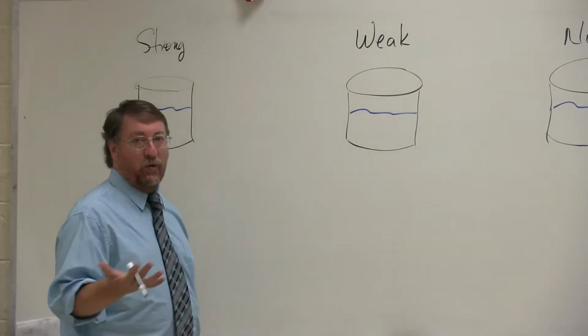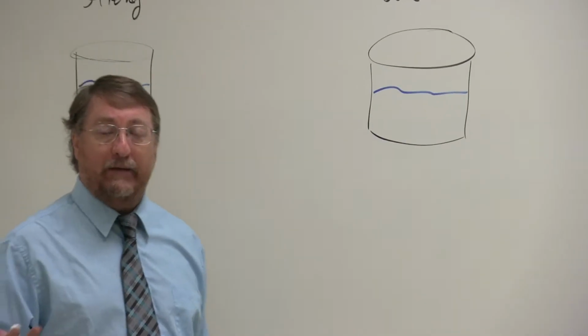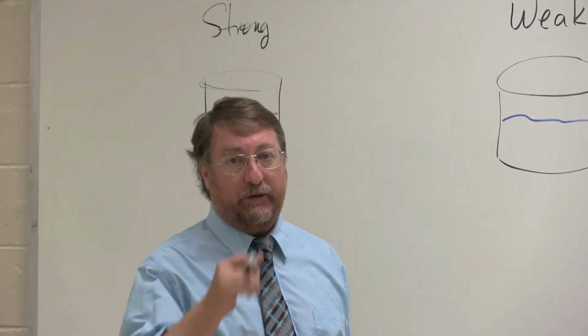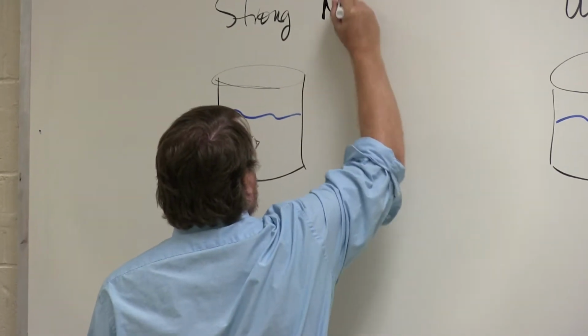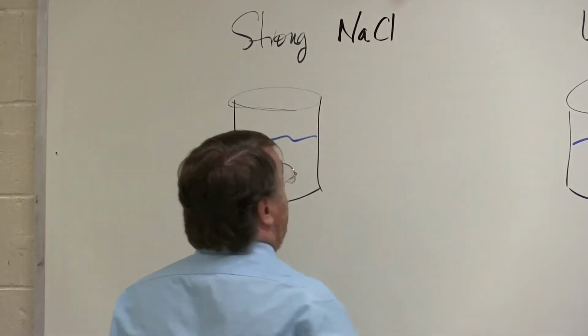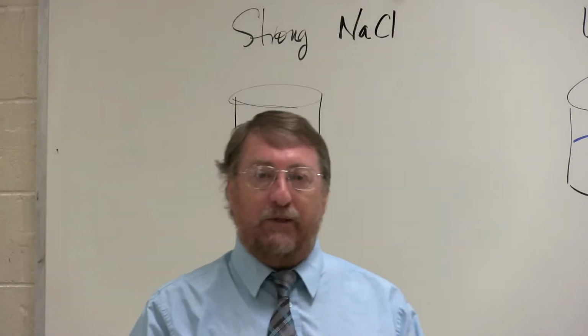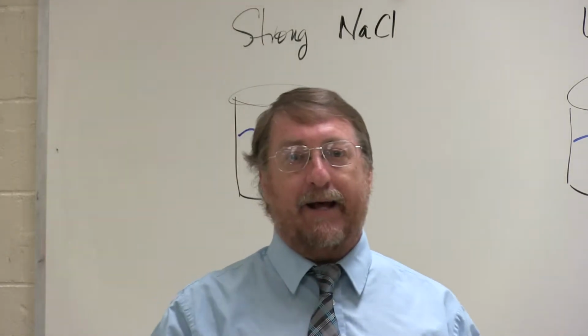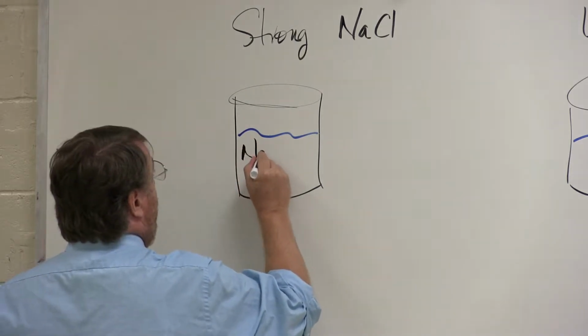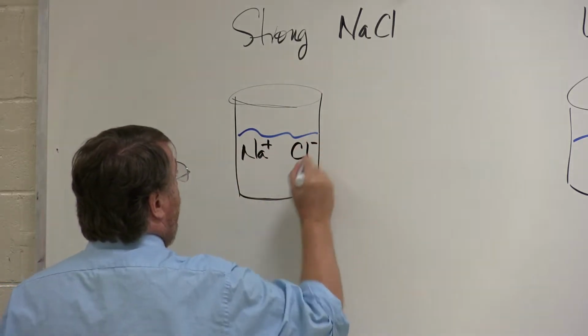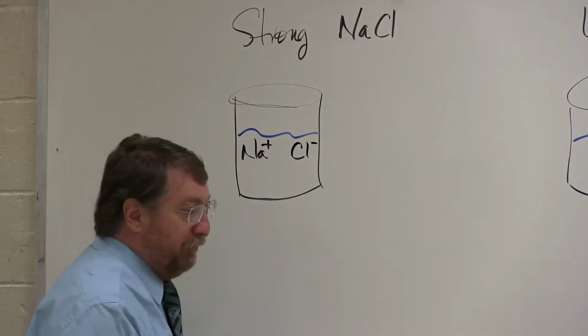Ionic compounds are going to be strong electrolytes. Strong acids and strong bases are strong electrolytes. So an ionic compound, great example is salt, NaCl, sodium chloride. Sodium chloride, when it hits water, it fully ionizes. What does that mean? Well, in water, we're going to have sodium ions floating separate from chloride ions.